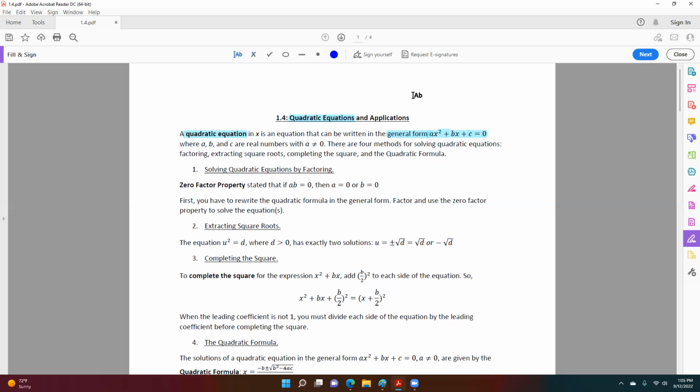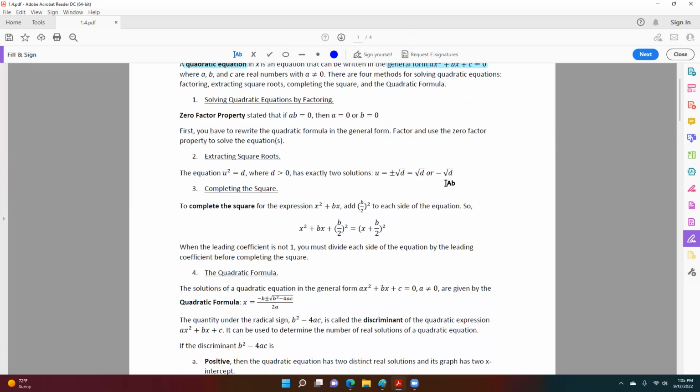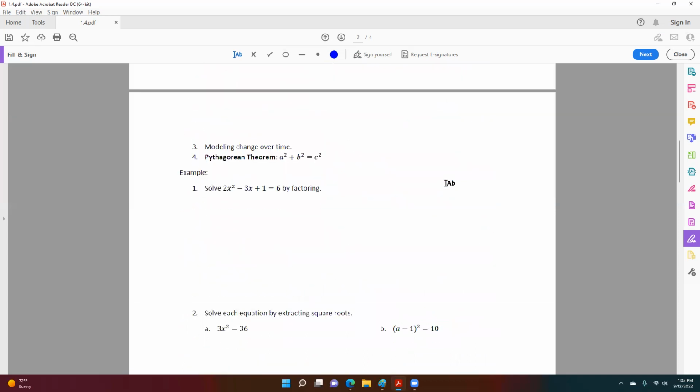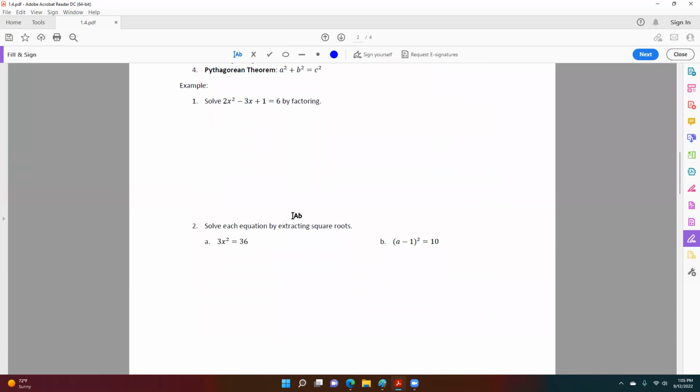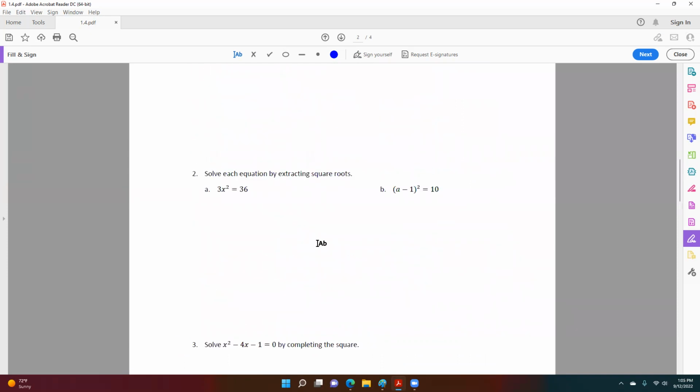But for section 1.4, we will have quadratic equations where you have ax squared plus bx plus c equals 0. That means your polynomial is now a square. A, B, C can be any real numbers, and A cannot be 0. That means you do need to have an x squared. If you look at all the examples in this section, you will tell that they are all quadratic equations because they all have x squared next to it.